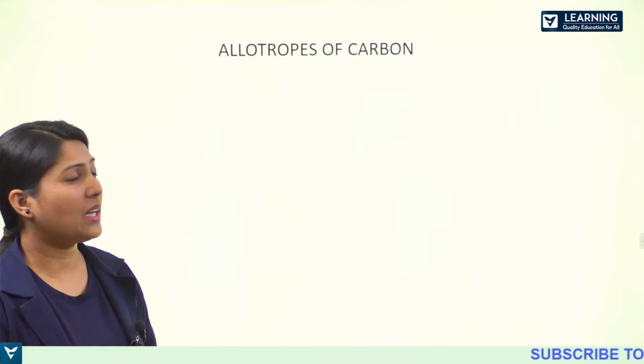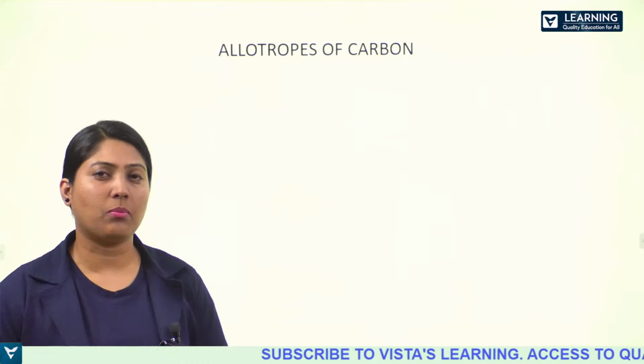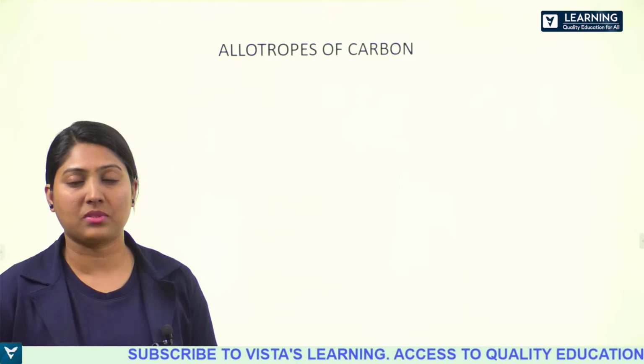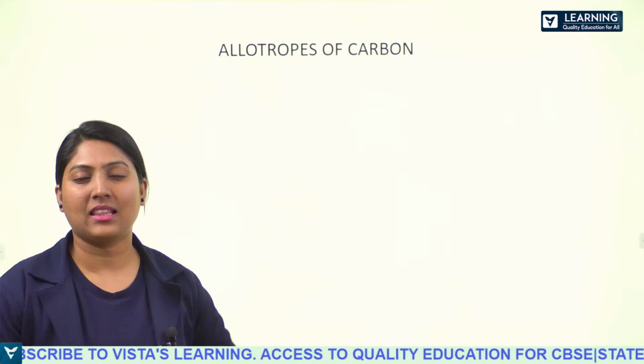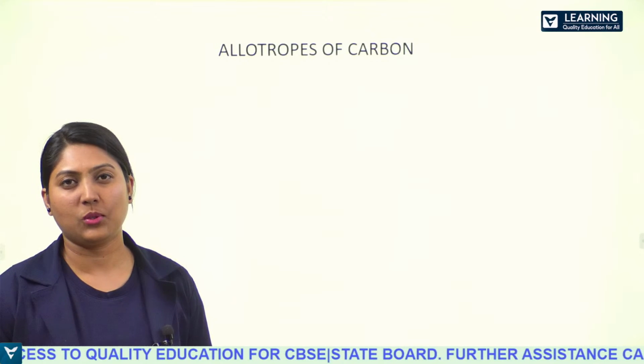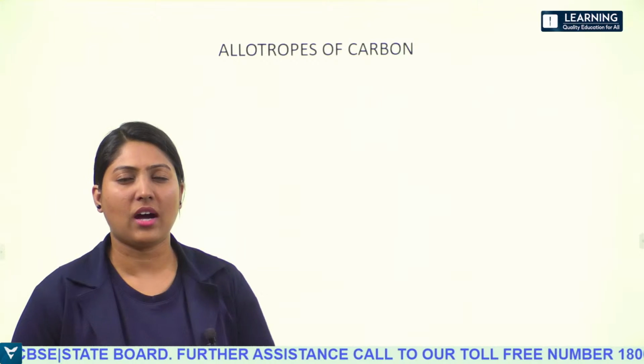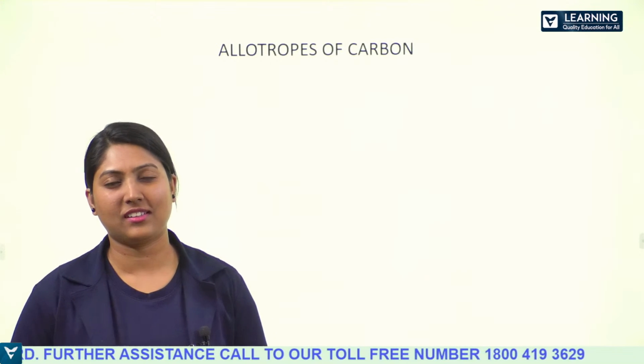Here we are studying about the allotropes of carbon. Students, you should know about the isotopes and the allotropes, the difference. As in the last session, I have explained the difference between allotropes and isotopes. If you have missed any of our videos, you can browse into our web application www.v-learning.in.